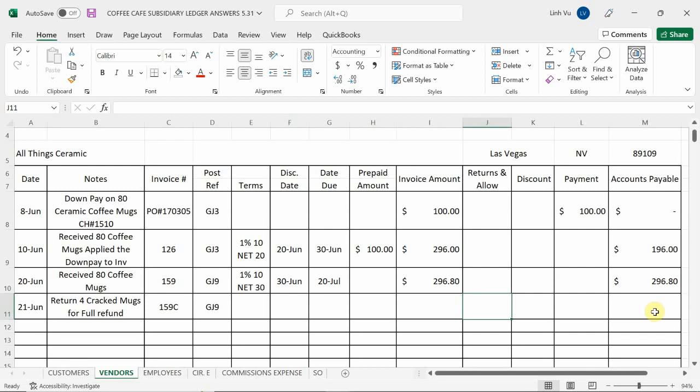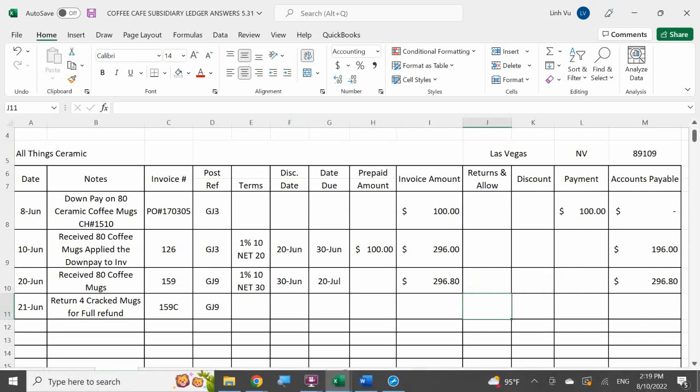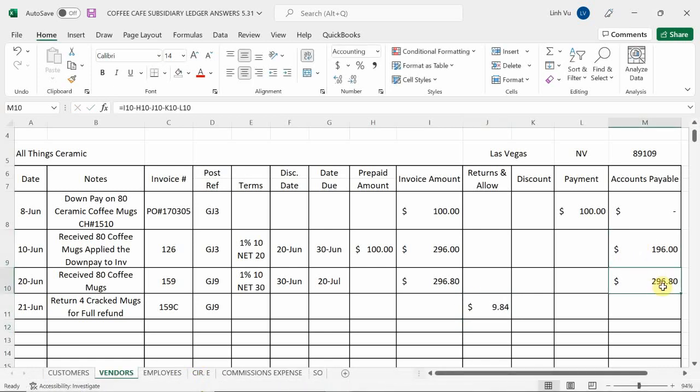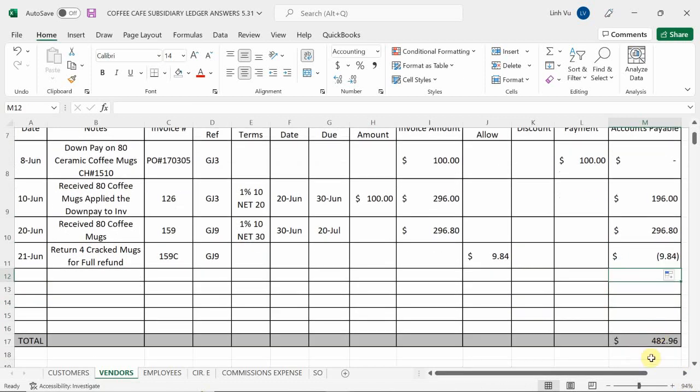The payment, right? Because it would be a credit memo that came back to us, so to speak. Okay, what other columns do we have? Oh, returns and allowance. I didn't see that. So the 984 goes there. Yep, $9.84, which is going to bring that down, and that makes it 280 something. Yeah, it reduces it, right?